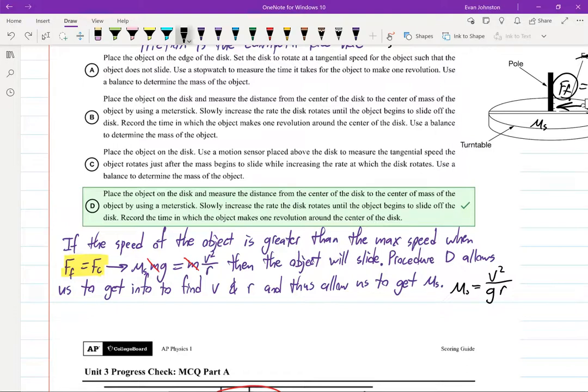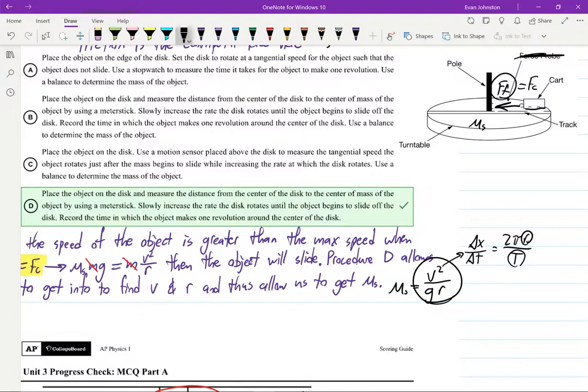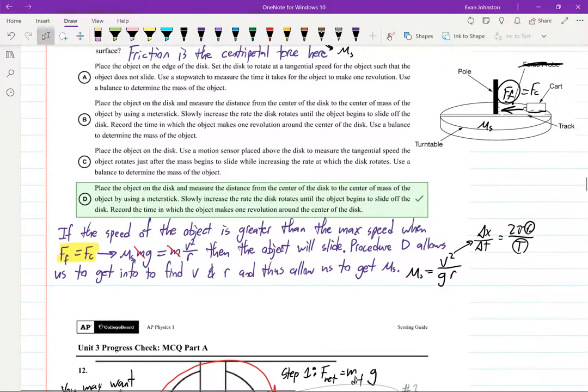Slowly increase the rate the disk rotates until the object begins to slide off. If we record the time in which it makes one revolution, well, then we know the period. And we can say that the speed here is equal to the change in distance over the change in time. But in our case, it's going one revolution, so that's 2 pi r, and the time to go one revolution is the period. We already said we know what the radius would be because we'd be measuring it. And if we record the time, we know the period. So we know everything in here, so that we could get the coefficient of static friction. That's why it is option D here.